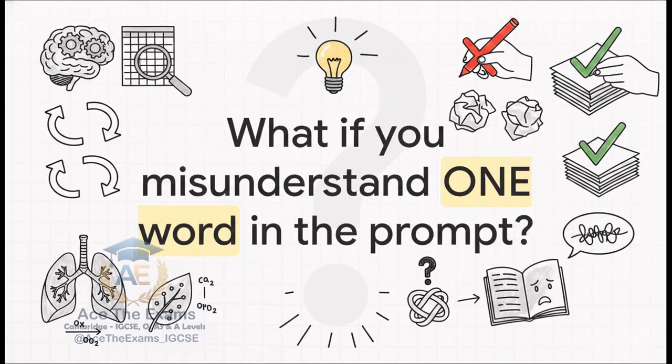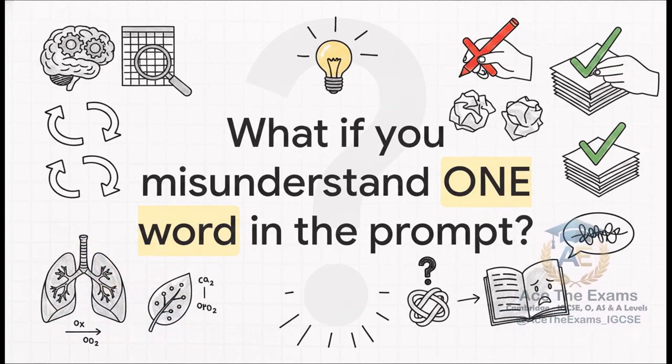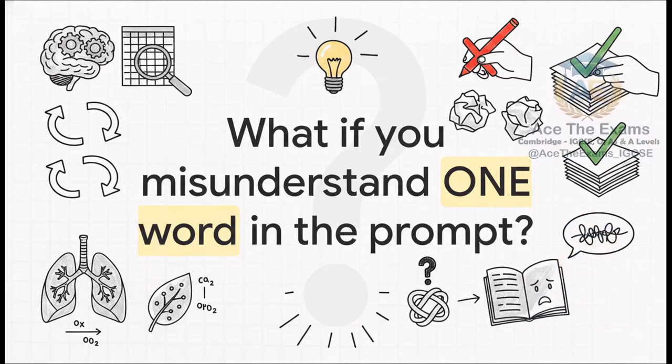So now you have the analytical framework. You know how to extract data, score those sweet method marks, and avoid the top 3 vague mistakes. But I have a final provocative thought for you today. What if you apply this beautiful deconstruct, solve, evaluate framework perfectly? Write a flawlessly structured paragraph and still score an absolute 0 because you misunderstood one single word in the prompt.